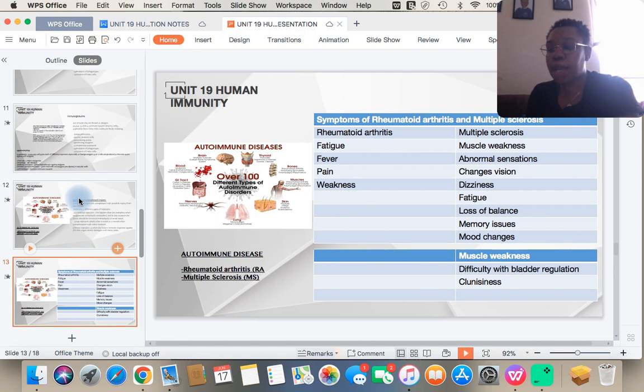There are 4 types of multiple sclerosis: clinically isolated syndrome, relapsing remitting multiple sclerosis, secondary progressive multiple sclerosis, and primary progressive multiple sclerosis. The symptoms could be dizziness, fatigue, loss of balance, difficulty with bladder regulation, memory issues, mood changes, and muscle weakness.